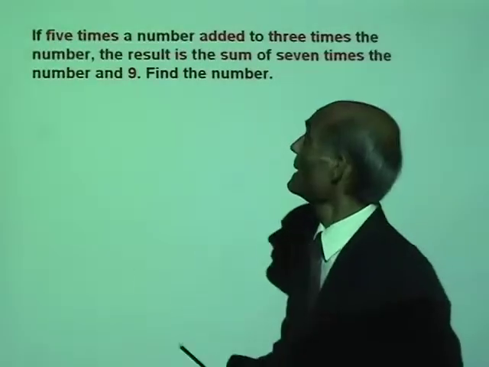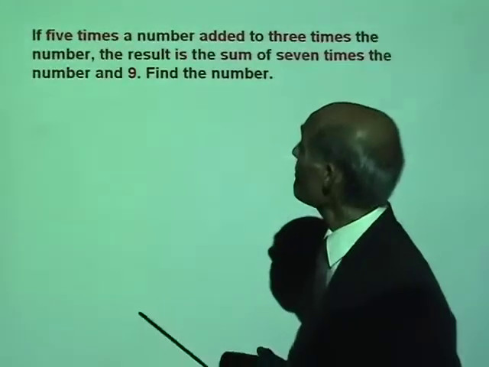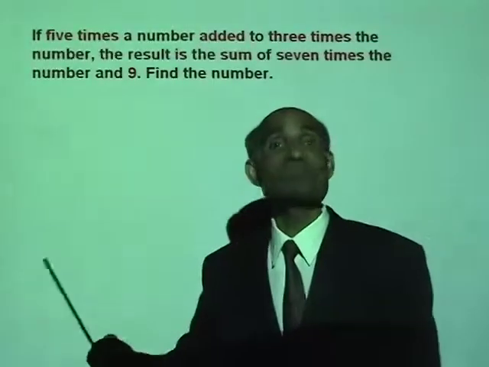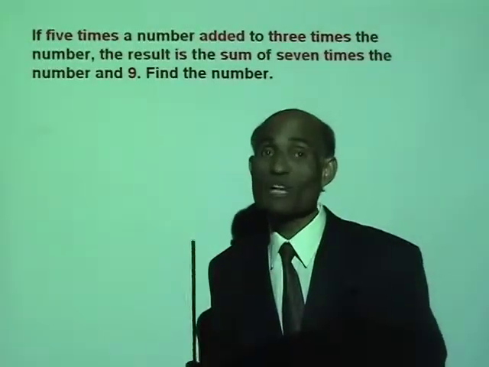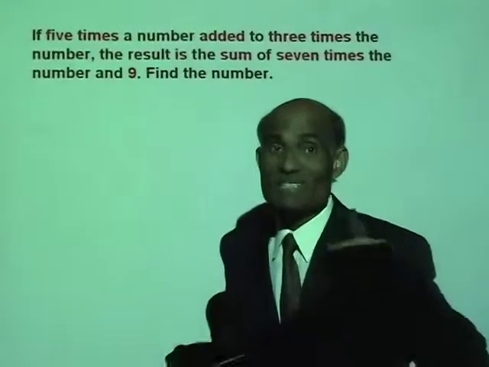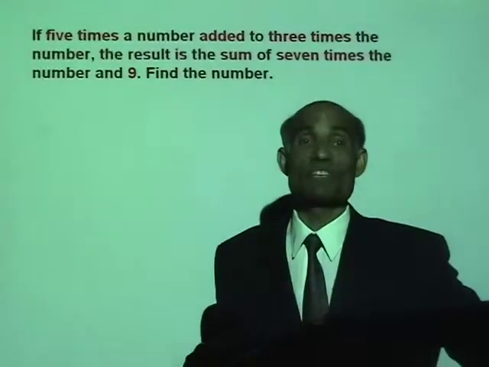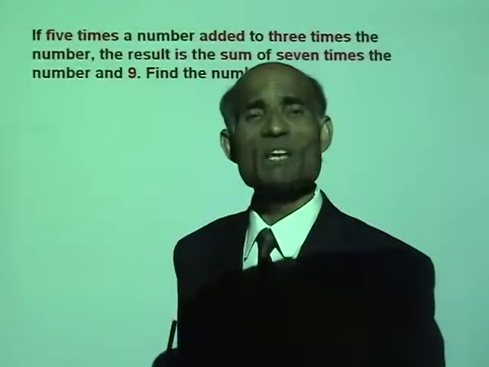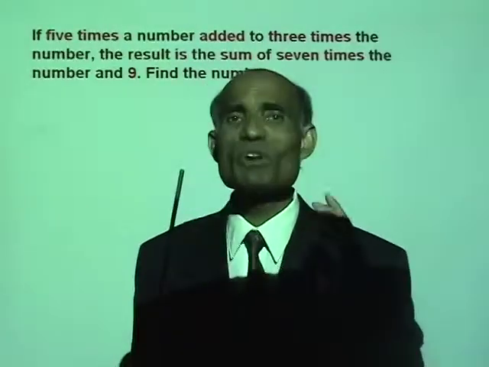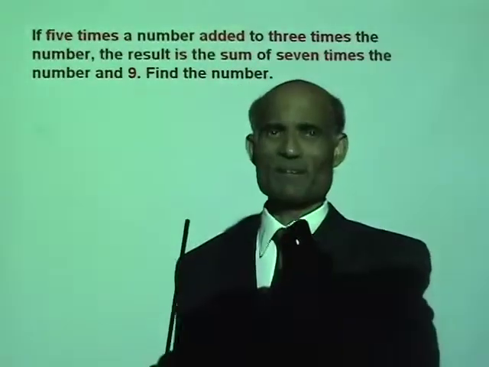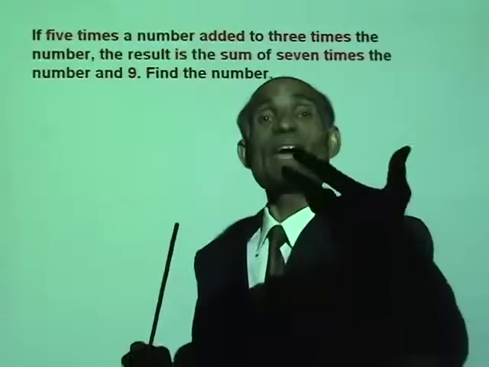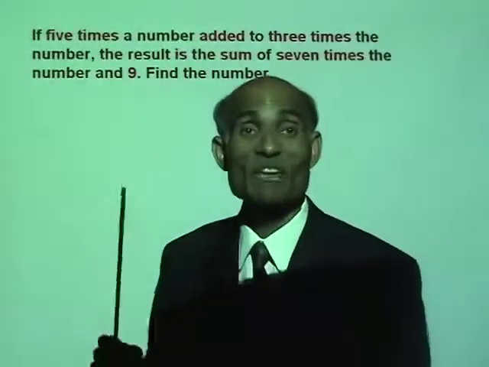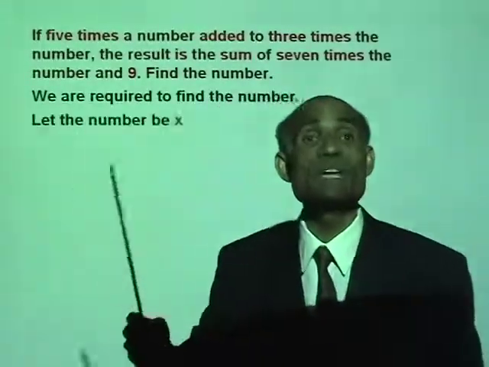Okay, let's do another one. If 5 times a number added to 3 times the number, the result is the sum of 7 times the number and 9. Find the number. You see, in problems like this, whenever you are told to find something, you call it x, a variable. So find the number. We start by saying, let the number be x.